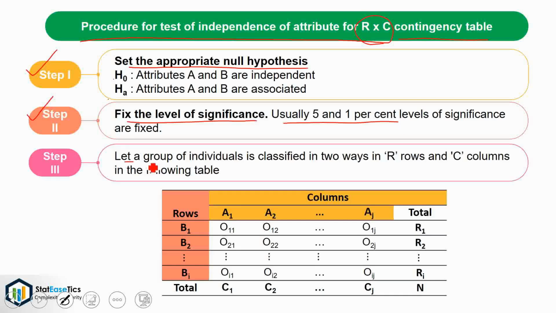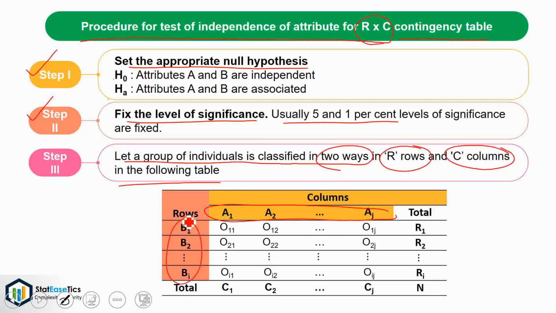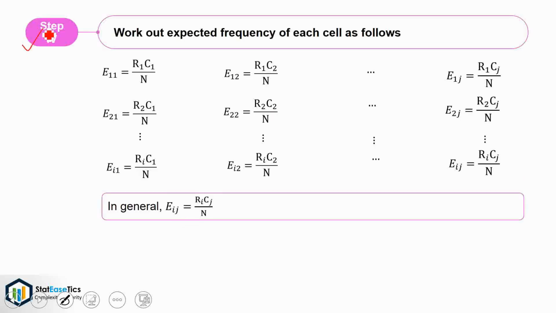Step 3 is let a group of individuals be classified in two ways in R rows and C columns in the following table. Here, as you can see, there are C columns and R rows. Fourth step is to work out expected frequency of each cell as follows. Here E11 is equal to R1C1 divided by capital N, E12 is R1C2 divided by capital N, and E1J is R1CJ divided by capital N. And similarly for E21, E22, E2J, also for EI1, EI2 up till EIJ. Hence, in general, EIJ is equal to Ri into Cj divided by capital N.